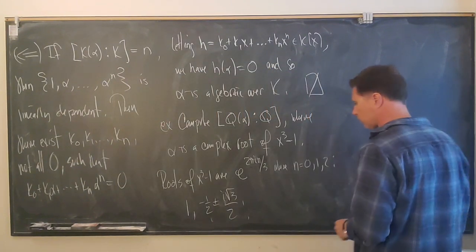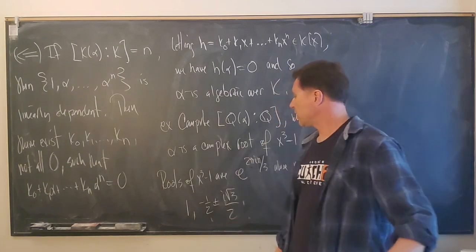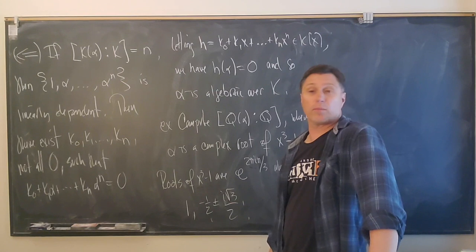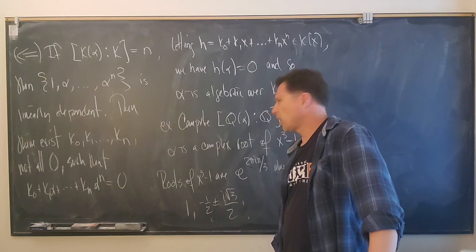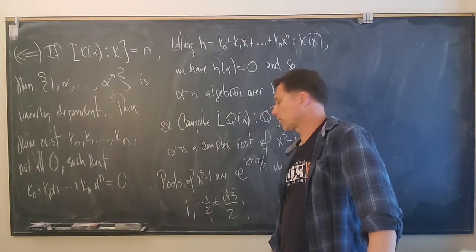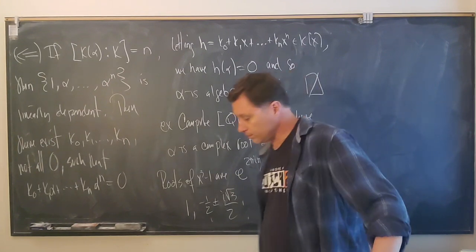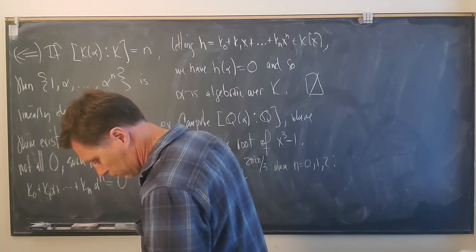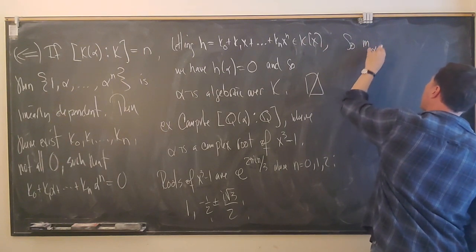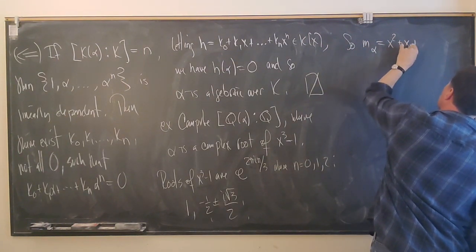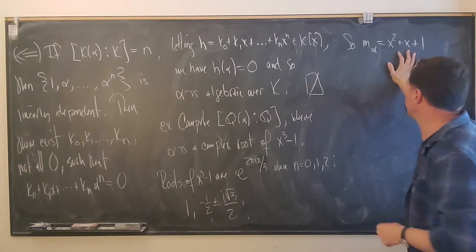Now, however you want to think of this, if you factor this polynomial, run the division algorithm by dividing x minus 1 into x cubed minus 1, the quotient is going to be x squared plus x plus 1. So you can say m sub alpha is x squared plus x plus 1. It's easy to see that this polynomial is irreducible over Q. You can just use the quadratic formula.